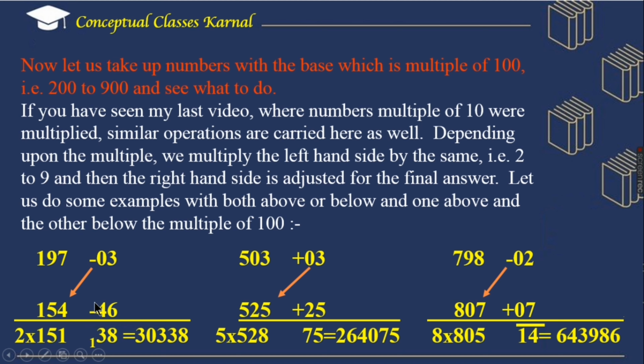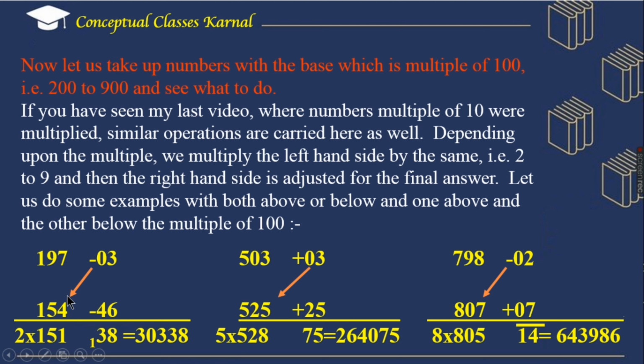So multiplying these two, we get 138 with the plus sign, minus into minus plus, and then we subtract 3 from 154 or 46 from this to get 151. Because 200 is the base, this 151 has to be multiplied by 2, and then to this we will be adding 138, where we have the answer as 302 plus 138 will give you 30338. So this way you add.